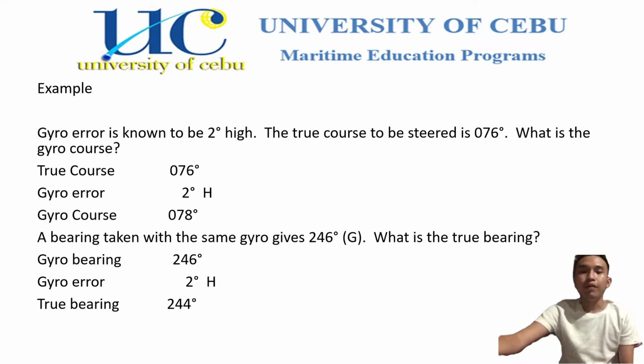Example number 2. A bearing taken with the same gyro gives 246 degrees gyro. What is the true bearing? The gyro bearing is given as 246 degrees and the gyro error is still the same, 2 degrees high. So the true bearing would be 244 degrees, simply because the gyro bearing is bigger than the true bearing, so we need to subtract.